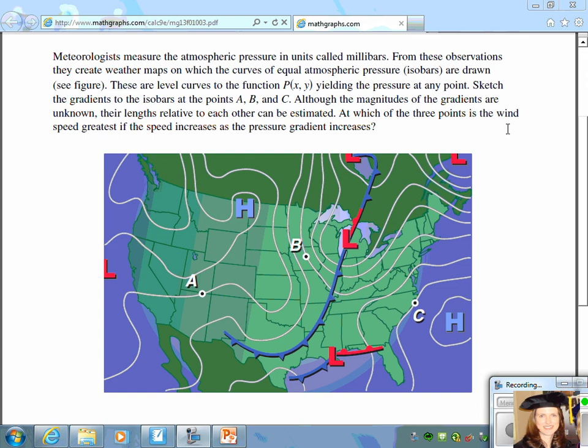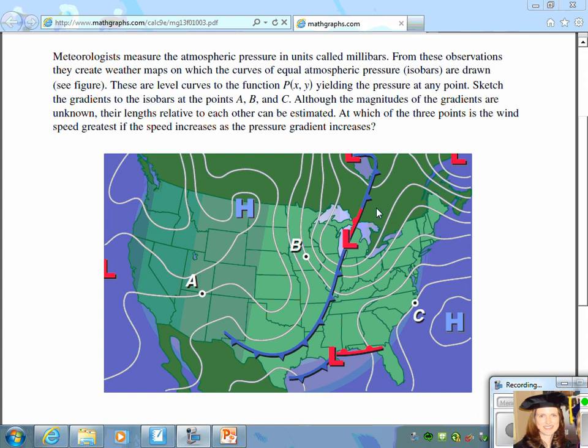In this example, we're asked to sketch the gradients to the isobars at the points A, B, and C. And although the magnitudes of the gradients are unknown, their lengths relative to each other can be estimated. And then we want to answer the question, at which of the three points is the wind speed the greatest if the speed increases as the pressure gradient increases?